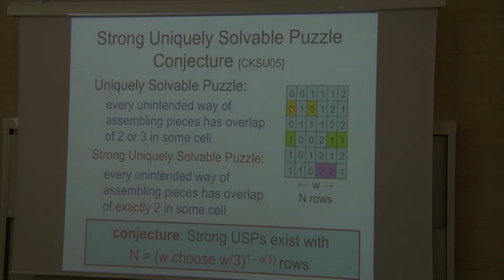And if you think about it for just a minute, you'll realize that you can't have 2 rows with the same 0 piece, or the same 1 piece, or the same 2 piece. And since in most rows you have roughly equal numbers of 0s, 1s, and 2s, this means that an upper bound on the number of rows you can have is w choose w over 3. And the intriguing thing is that Coppersmith and Winograd showed how to construct uniquely solvable puzzles with essentially w choose w over 3 rows. That was the technical core of their work. And the conjecture is that you can do this for strong uniquely solvable puzzles as well. Okay, and if you do that, you get exponent 2. All the red boxed conjectures imply exponent 2.